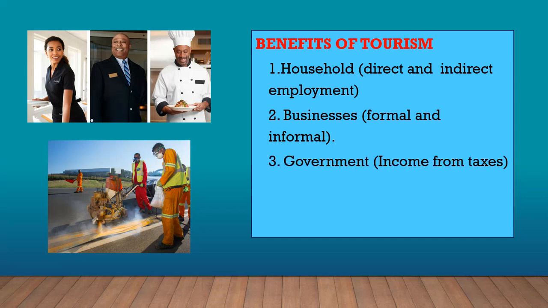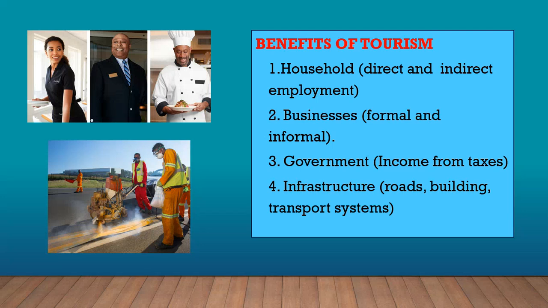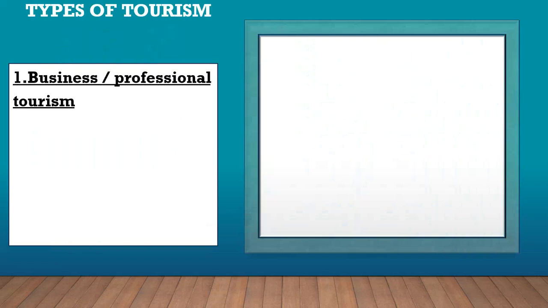Government also benefits from tourism because government is able to collect money, taxes from tourists. Finally, infrastructure improvement. So the roads, buildings, and transport systems are improved also because of tourism. So these are all the parties that benefit from tourism. So we've got 7 types of tourists.